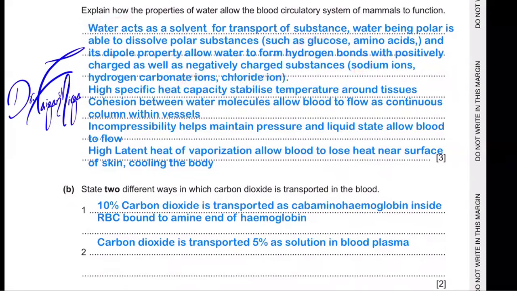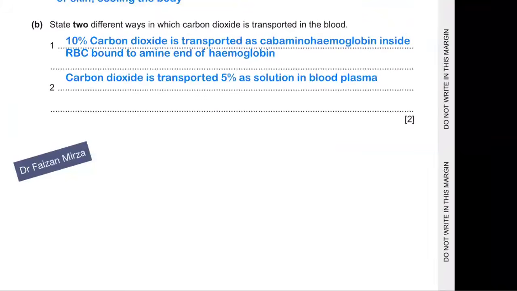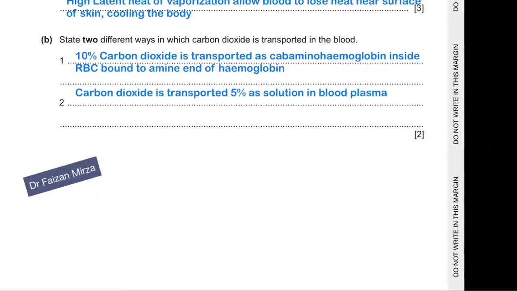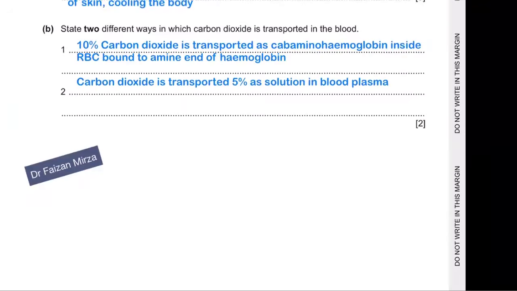Then cohesion between water molecules allows blood to flow as a continuous column within vessels without breaking, and incompressibility helps maintain pressure in the liquid state, allowing the blood to flow. High latent heat of vaporization allows blood to lose heat near the surface of the skin, cooling the body. Although the last point is not very relevant to transportation, yes, I will go with that.